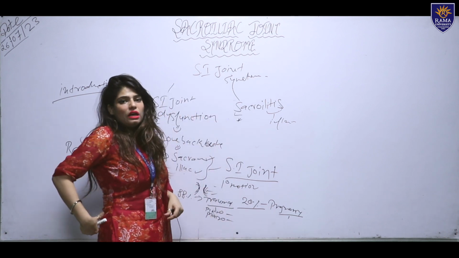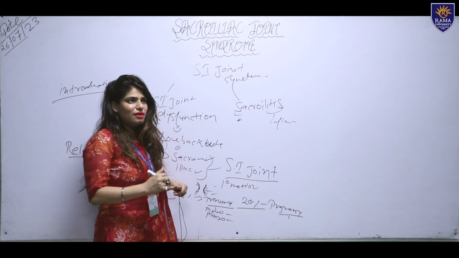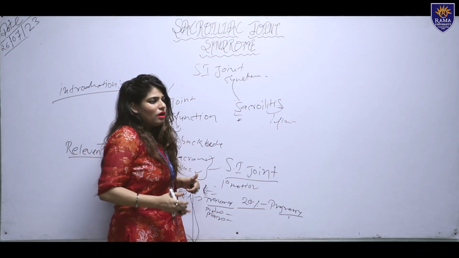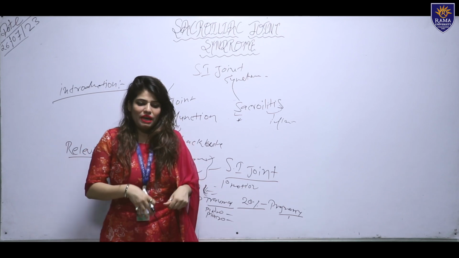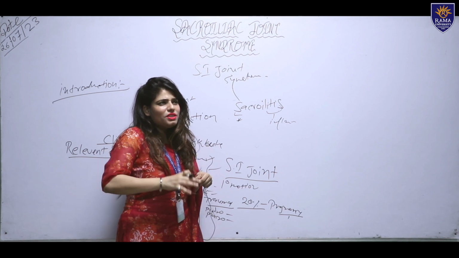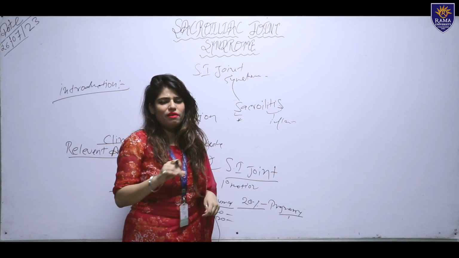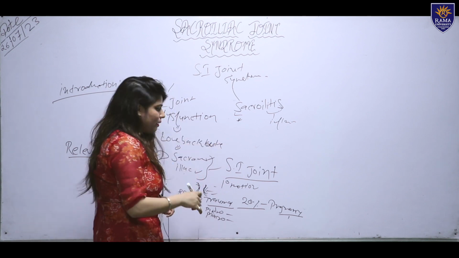There is a loading at the site of the SI joint, and a lordotic position occurs. So the force comes at the site of the sacroiliac joint, and the pain is created at the site of the sacroiliac joint. Dysfunctioning is also presented, but the inflammatory sign is more prominent.